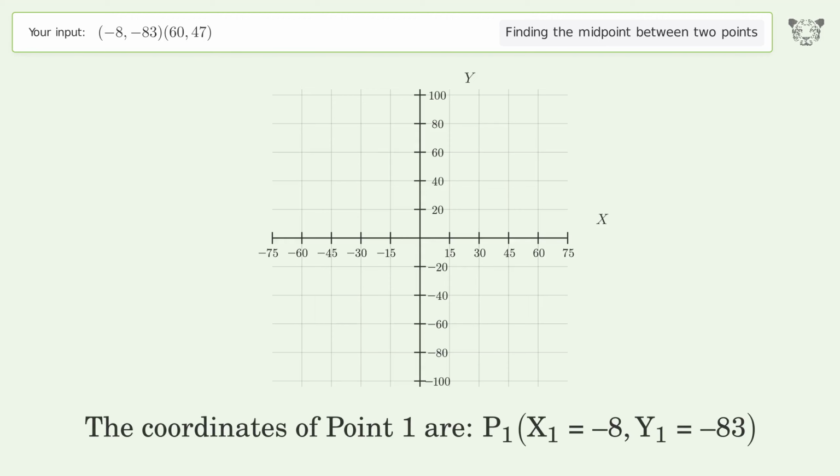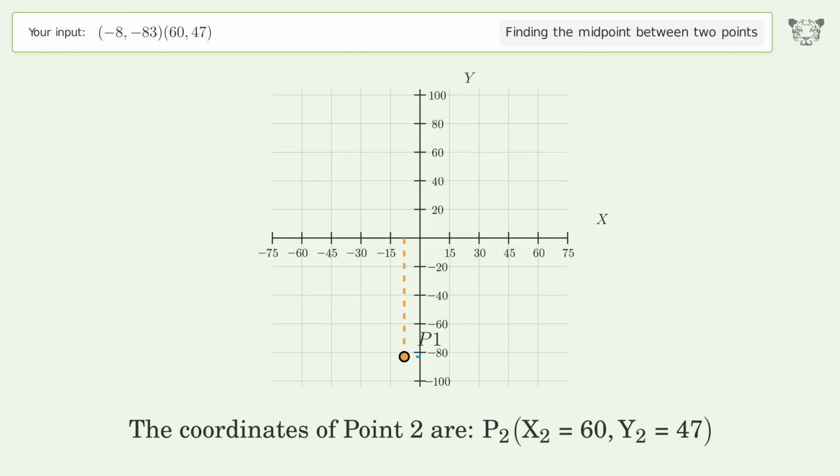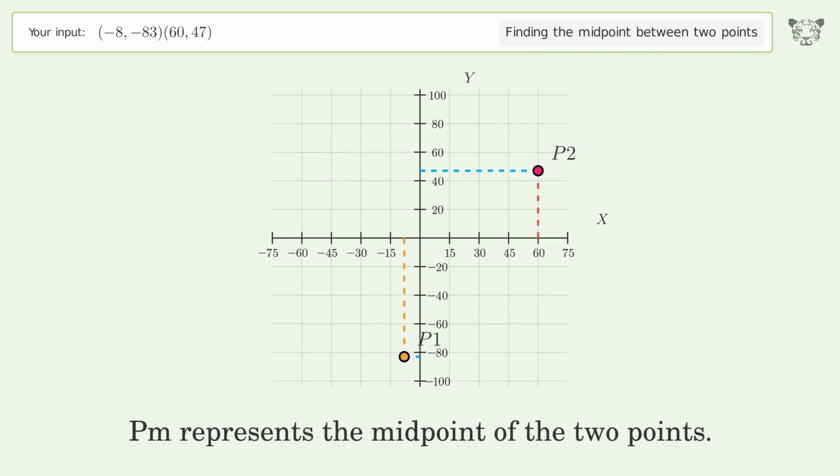The coordinates of point 1 are x1 equals -8, y1 equals -83. The coordinates of point 2 are x2 equals 60, y2 equals 47. PM represents the midpoint of the 2 points.